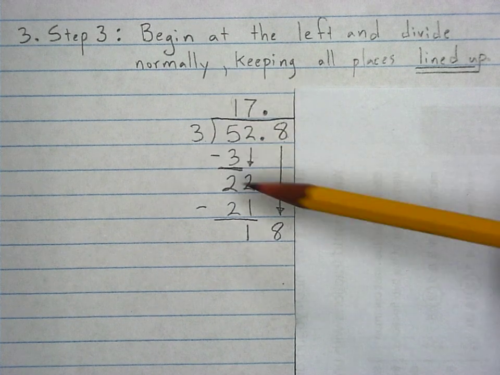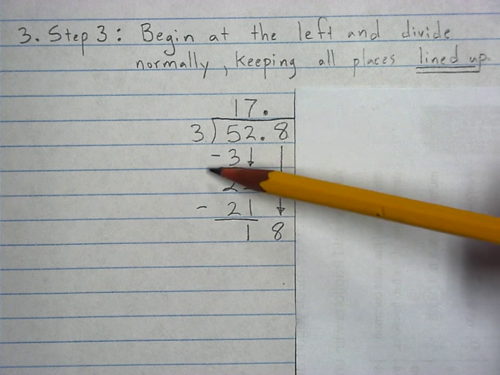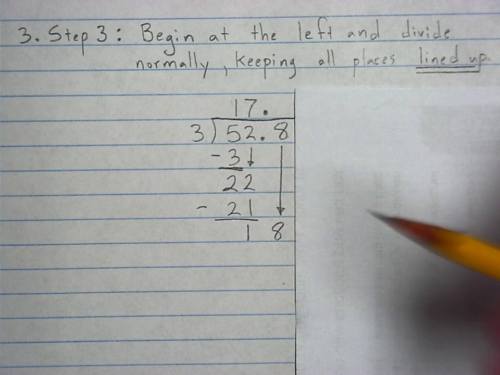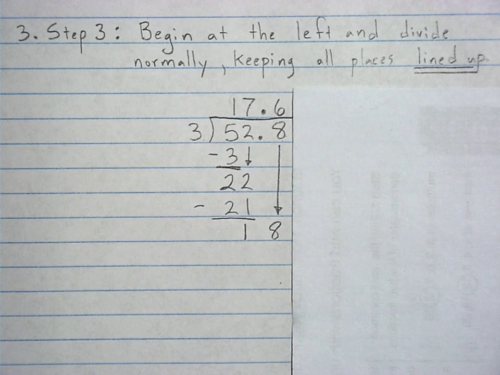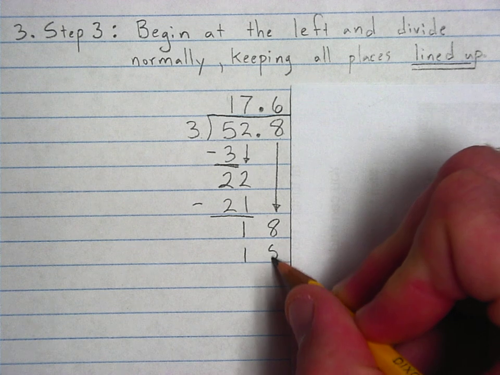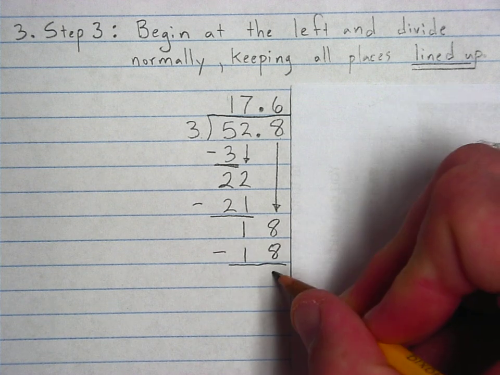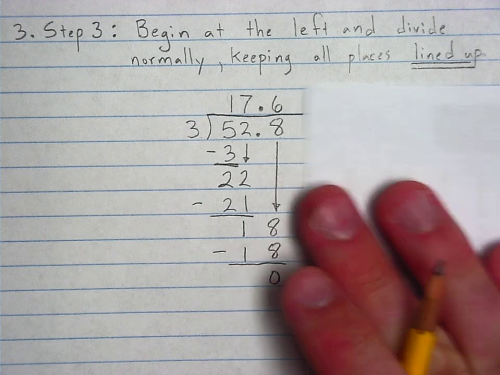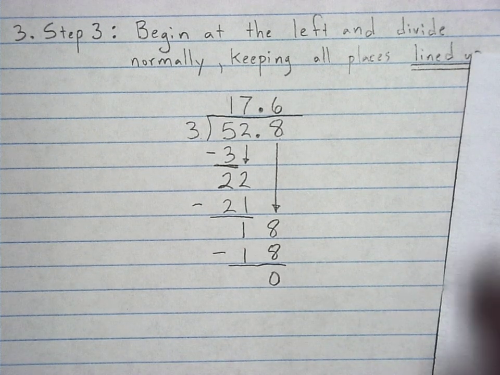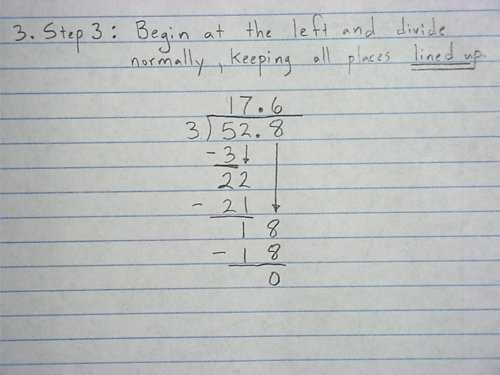So 3 people, how many would they get? 18 divided by 3. That would be 6. 6 times 3, there's 18. Subtract it out, and there we go. I move this over. There's nothing else to drop, so we should be done.